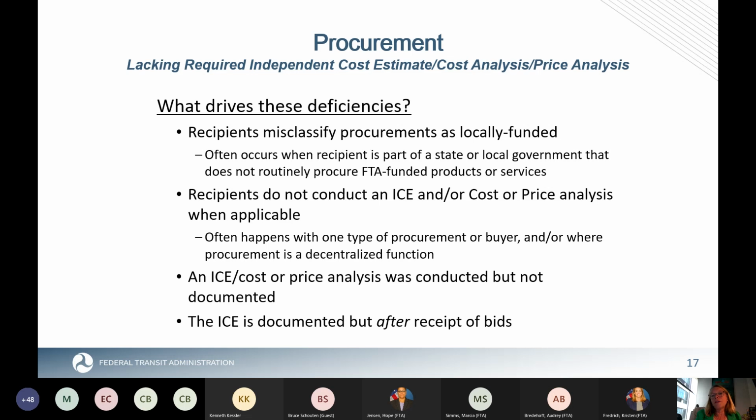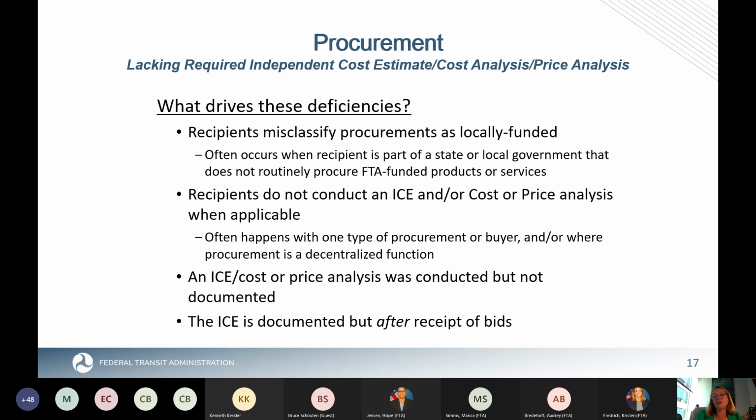A third driver, and this is quite common, is that it was conducted but not documented. And so oftentimes things in procurement come down to documentation. FTA is aware that many agencies shifted to virtual and remote and shifted to electronic documents, and many are still in that space. And so there's no requirement that it has to be on a piece of paper, but you need to be able to provide that documentation, not just for reviewers, but also to serve the purposes for which they were intended.